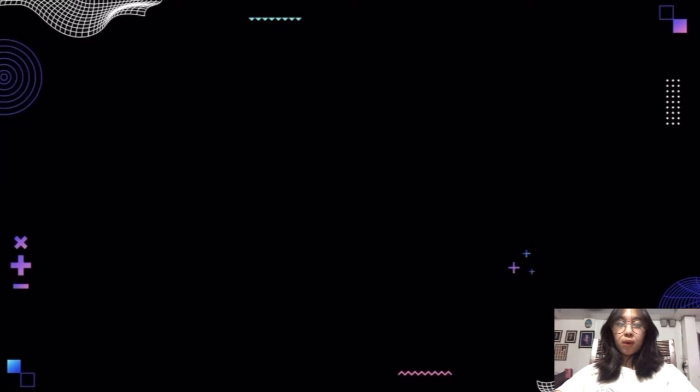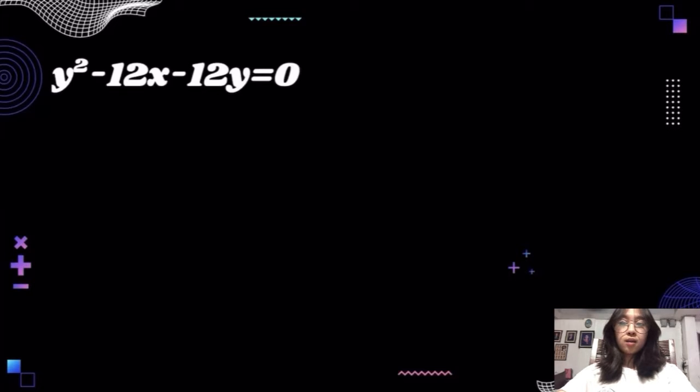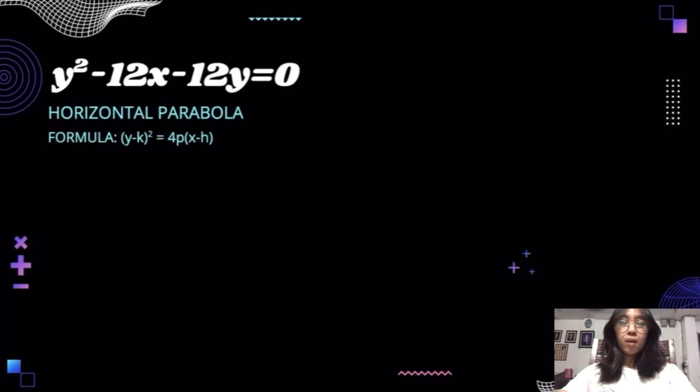So, another example to compute for the properties of a parabola is y squared minus 12x minus 12y is equal to 0. And since our squared here is in the y, this is a horizontal parabola. So, the formula of the horizontal parabola is y minus k squared is equal to 4p times x minus h. To solve for the properties of this horizontal parabola, we first need to solve for the standard equation.